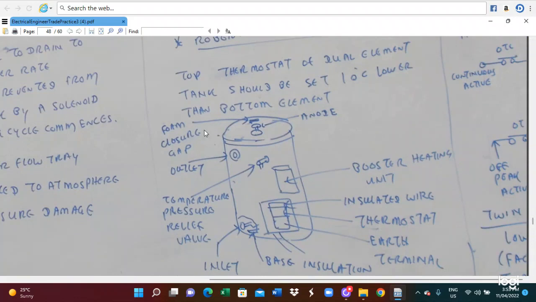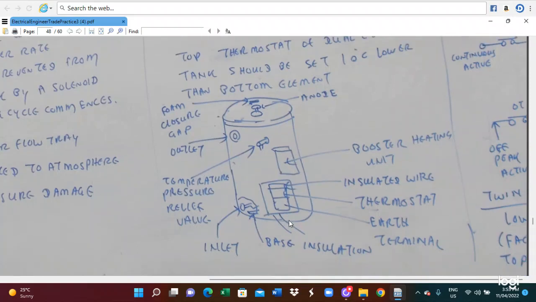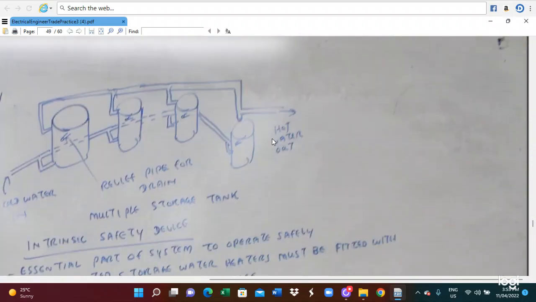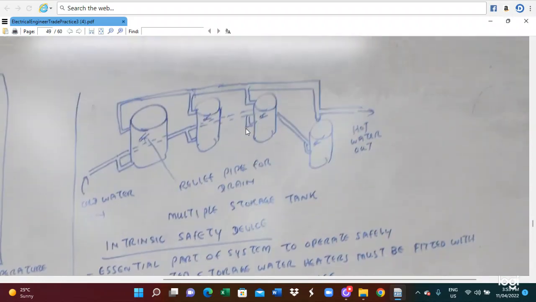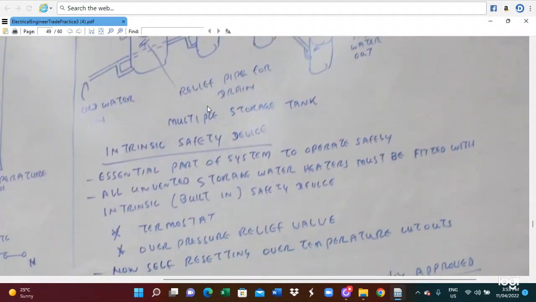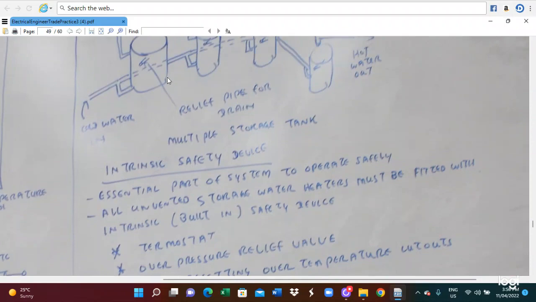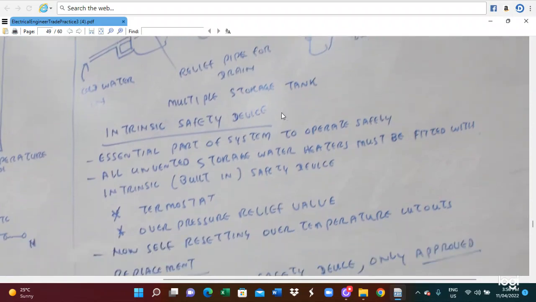Here are the anode, outlet, temperature pressure relief valve, and booster heating unit. And this is the base inclusion inlet and the insulated water thermostat adapter. So they are components of the water heater. Those water heaters are connected to the water pipeline and the water heater relief pressure drain. They are connected like this, and the relief pipe has to be utilized, and multiple storage tanks are connected here.